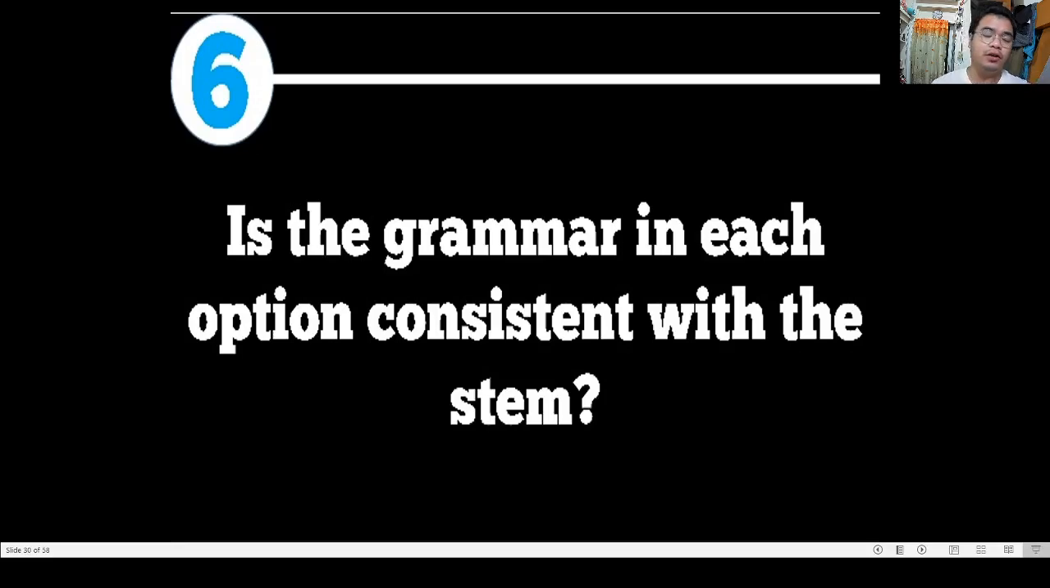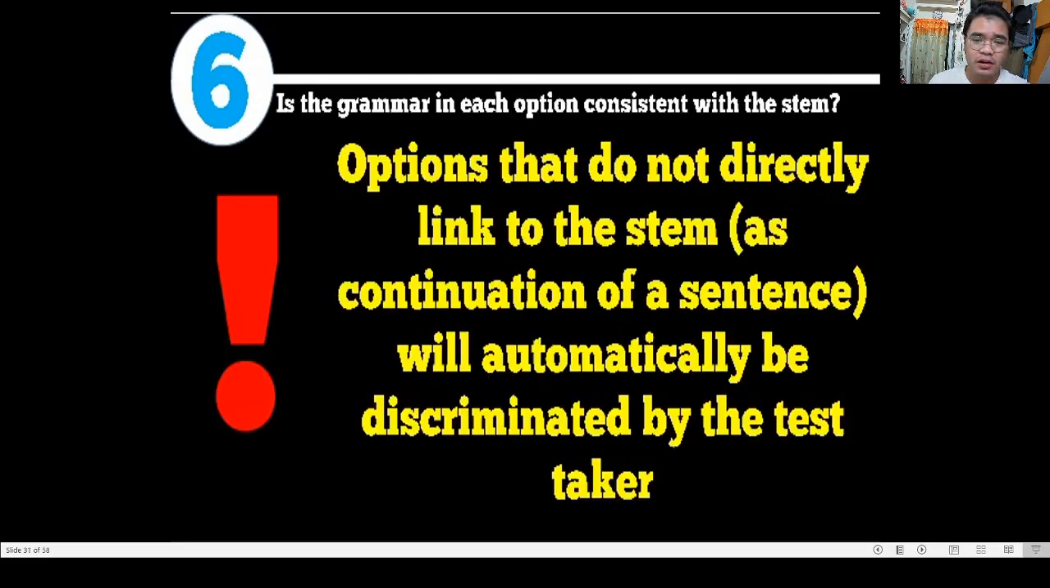Number 6, ito, ulitin ko, is the grammar in each option consistent with the stem? Okay? So, the grammar that you have used, or the verbs that you have used in this stem, could be used by your students as a clue, okay, in getting the correct answer. And we don't want that to happen because that will decrease the validity of our items, okay? So, options that do not directly link to the stem will automatically be discriminated by the test taker. And that's, of course, true.